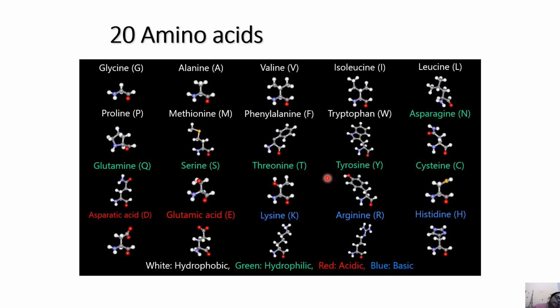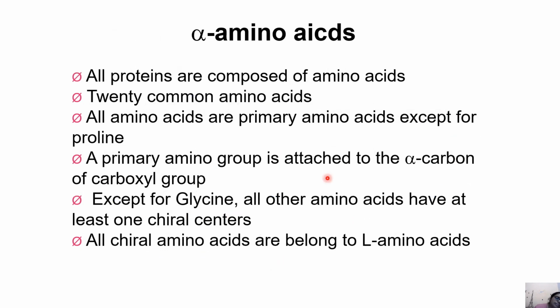So what do the white labeled amino acids indicate? They are the hydrophobic amino acids, like alanine, valine, isoleucine, leucine, proline, methionine, phenylalanine and tryptophan. Whereas the green ones are hydrophilic, like asparagine, glutamine, serine, threonine, tyrosine, cysteine. Then we have the acidic amino acids, which are aspartic acid and glutamic acid, the red amino acids, and then the blue are the basic amino acids: lysine, arginine, histidine.